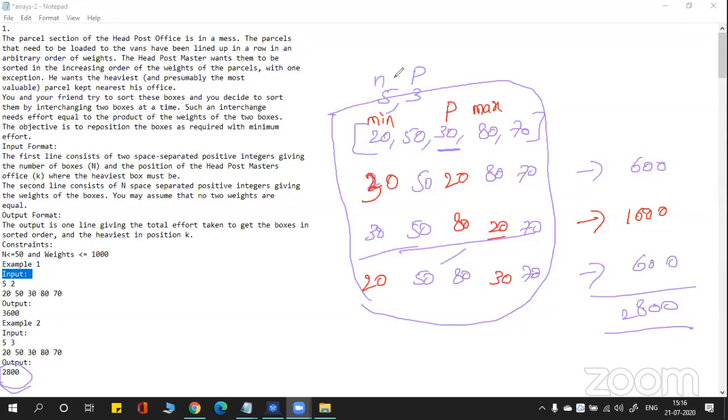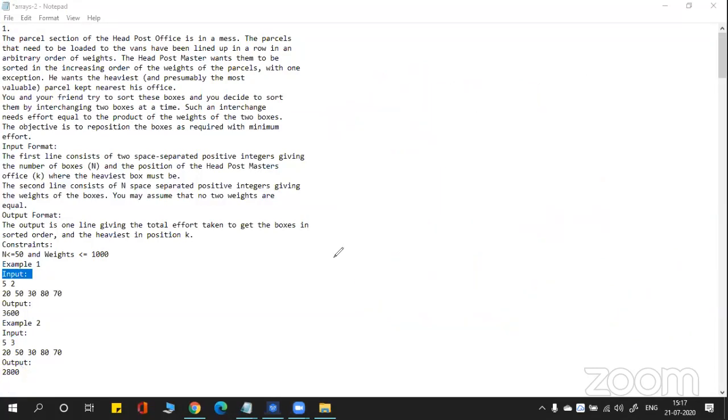Now we'll see the code for this. One minute. I understood the doubt. Now we'll read the question properly.